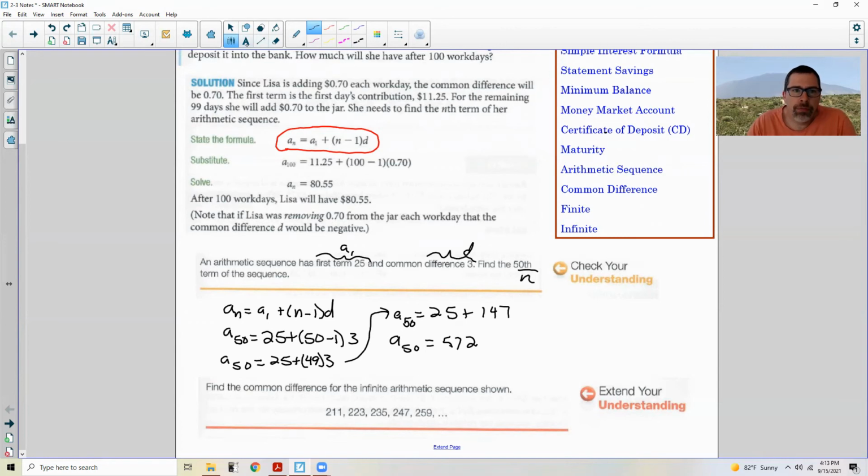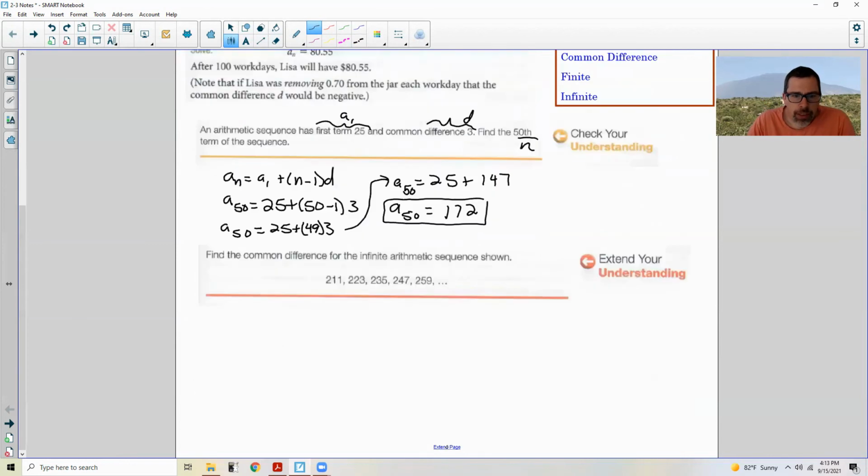Whoops, I'm sorry. Not 5, 1. Okay, 172. So $25 plus 147 is, oh, I don't know, they're dollars. 25 plus 147 is 172. Okay, so A sub 50 equals 172. All right.